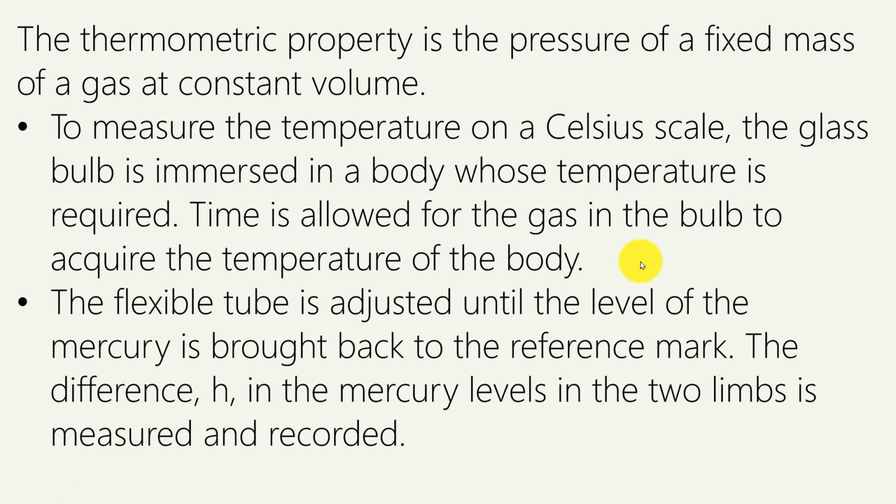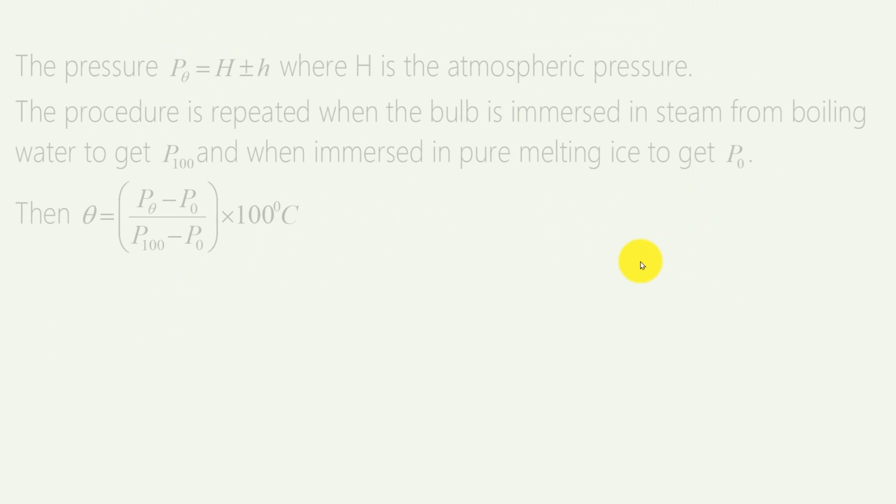Next, the flexible tube, or what we call the rubber tube, is adjusted until the level of the mercury is brought back to the reference mark. Already you saw that. And the difference H in the mercury levels in the two limbs is measured and recorded. Please write down these steps just the way I've given them to you. Very easy. You can always pause. If you find that the video was fast, just pause and then write, and continue playing.